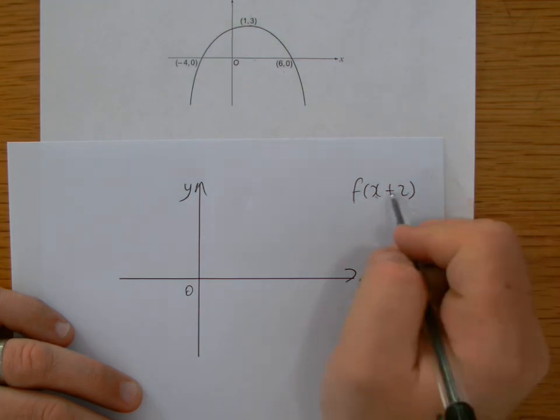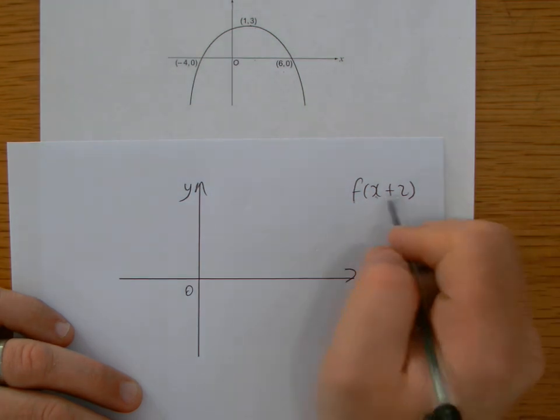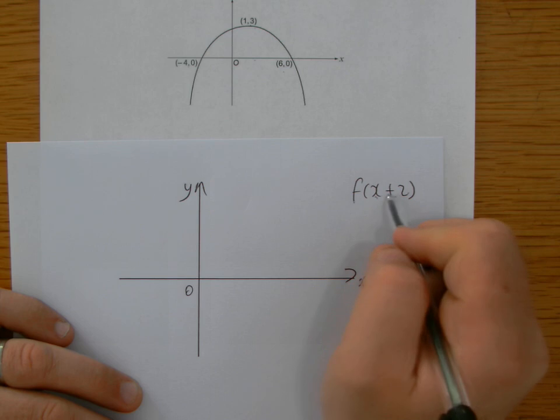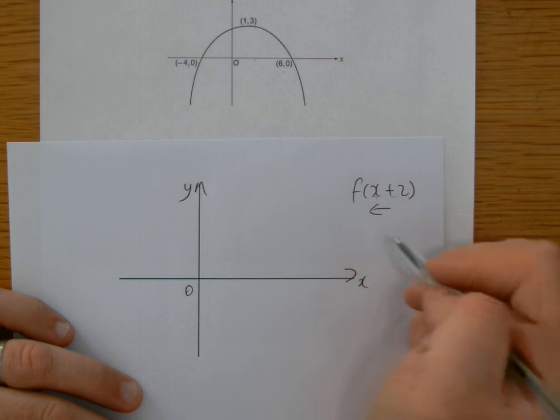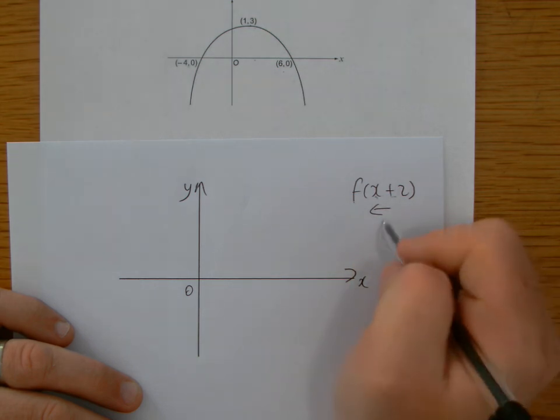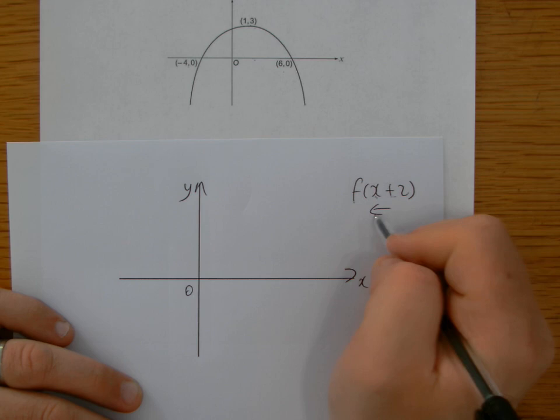But what we've got to remember, when there's a shift in the x direction, and you'll know because it's inside the bracket, you've always got to do the opposite. So if it says plus 2, you've got to go this way, okay? You've got to go 2 to the left, you've got to go minus 2 in effect, okay?